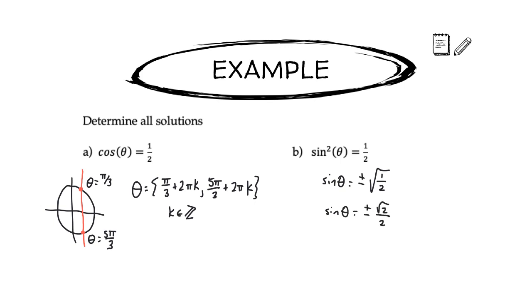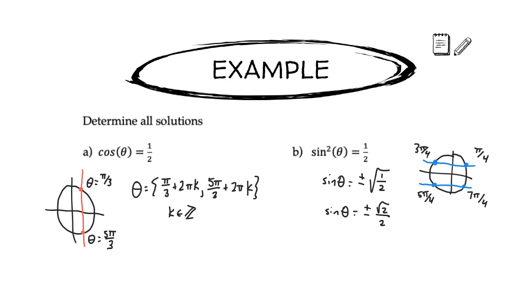So here I would like to know where the sine function achieves a value of plus or minus root 2 over 2. For this, I'll draw a horizontal line, approximately 0.707, and another horizontal line at negative 0.707. And this helps me visualize 4 different types of solutions. And they are pi over 4, 3 pi over 4, 5 pi over 4, and 7 pi over 4.